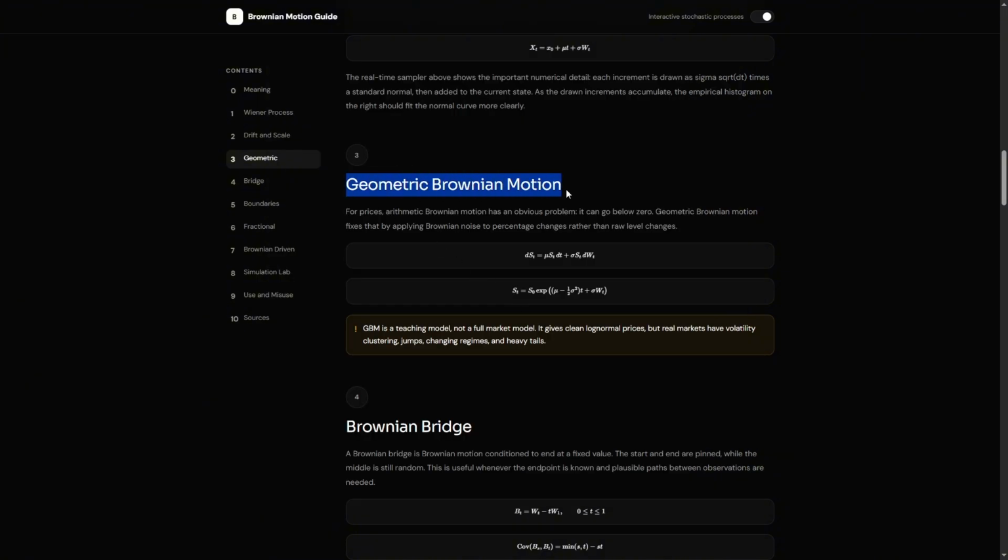Now let's talk about GBM, geometric Brownian motion, usually used in all kinds of pricing models. This one you need to know if you're in finance. Instead of adding random noise to the level of price, we apply it to percentage changes, so the price can never go below 0. The formula says the change in price equals drift times current price times dt, a small increment of time, plus volatility times current price times the Brownian shock. This is the model behind Black-Scholes. It gives you log-normal prices, meaning log returns are normally distributed.